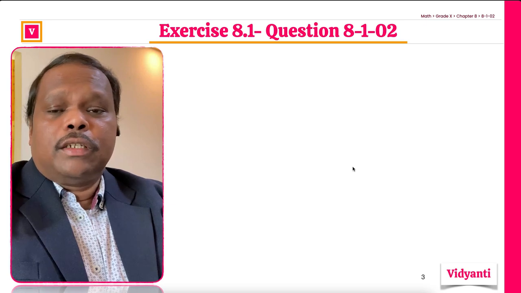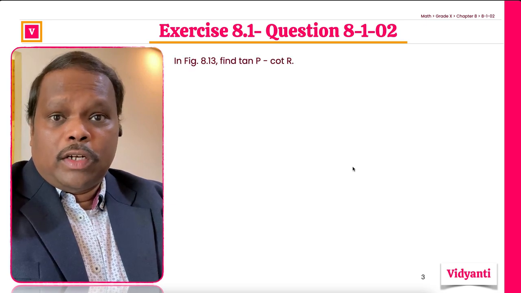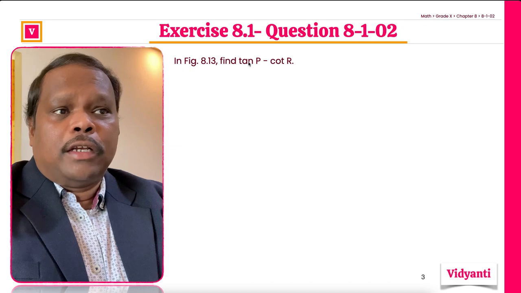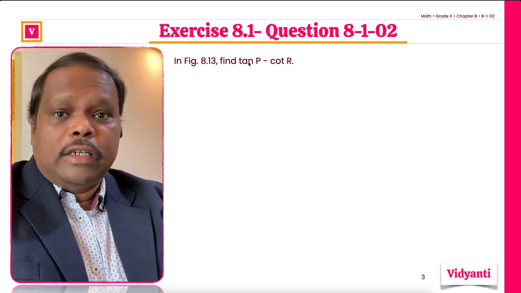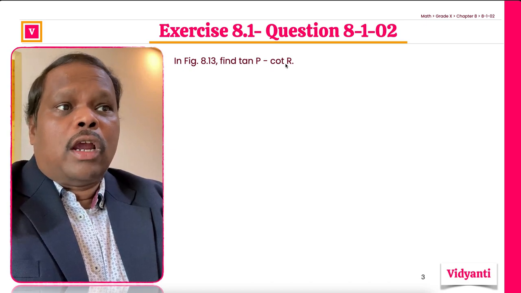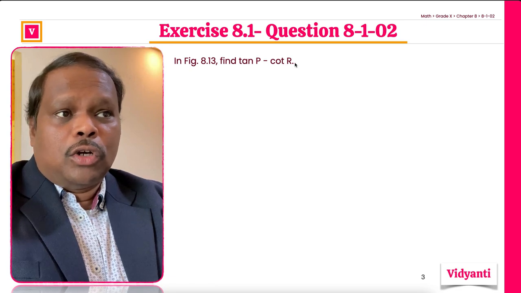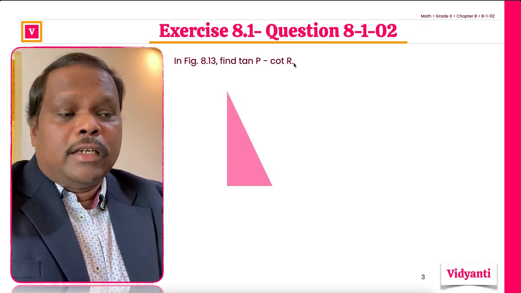This exercise, question 812. We have been given one triangle, and in that triangle, we are supposed to find out the difference between tan, which is tangent ratio, and cotangent, which is the cot ratio of two different angles. Let's see the diagram first.